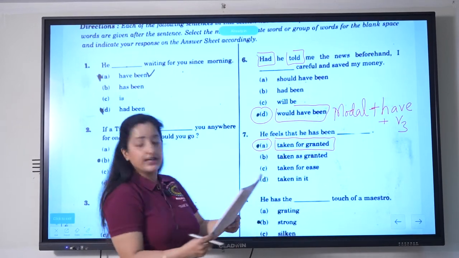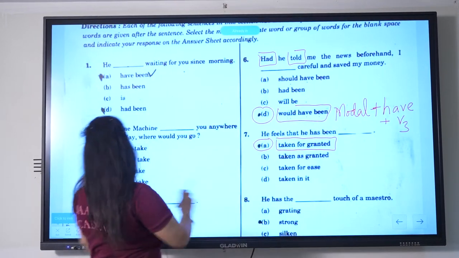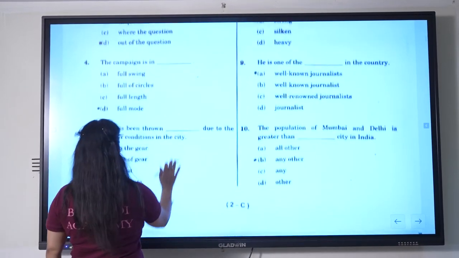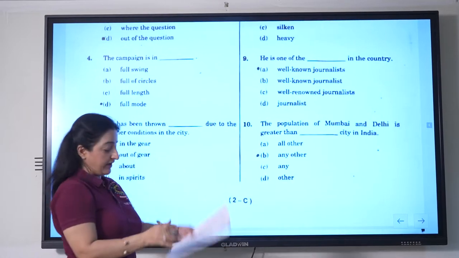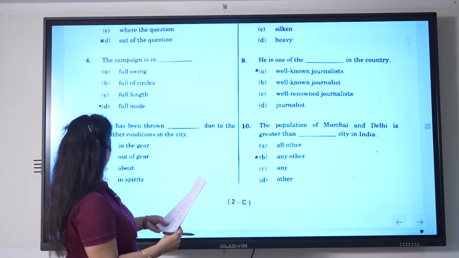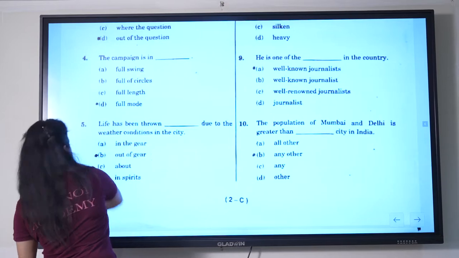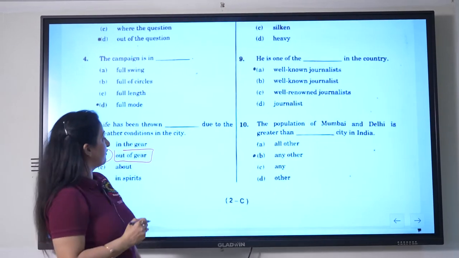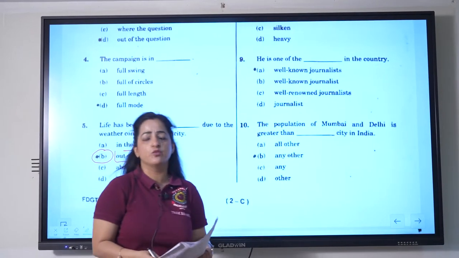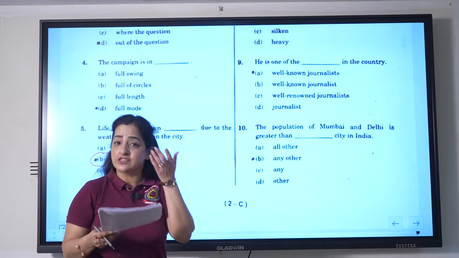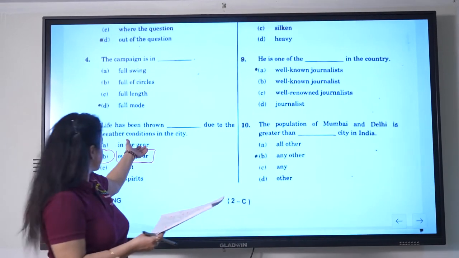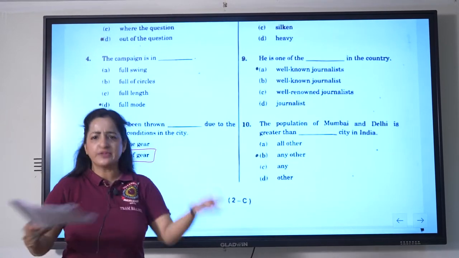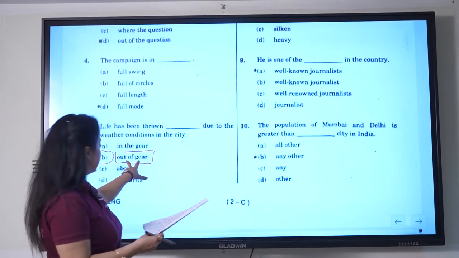Taken for granted. I think I've just realized I've missed out on question number 5. Not a problem. I'll go back to it. Question number 5. Life has been thrown, the answer is thrown out of gear. Life has been thrown out of gear due to the weather conditions in the city. What is thrown out of gear? It means it is not functioning properly. Obviously, the reason is given there due to weather. It's out of order, it's not functioning, it's out of control. So it is an idiom.